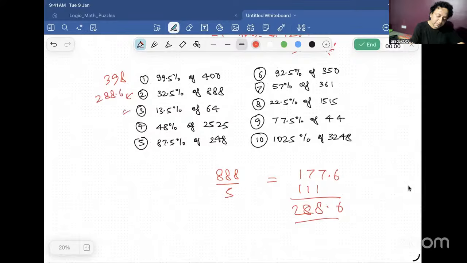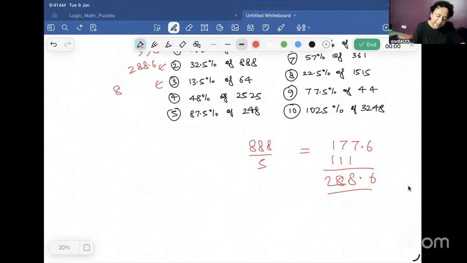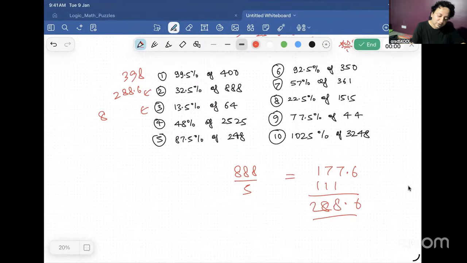Rudrakshi, got it? 13.5% is 12.5 plus 1. 12.5 is 1 by 8. 1 by 8 of 64 is 8 and 1% is 0.64. So the answer is 8.64. Okay. You wrote 8.46, Aditya. Just rectify that.